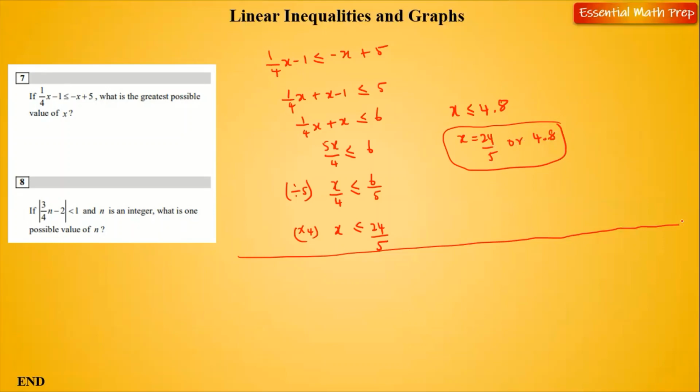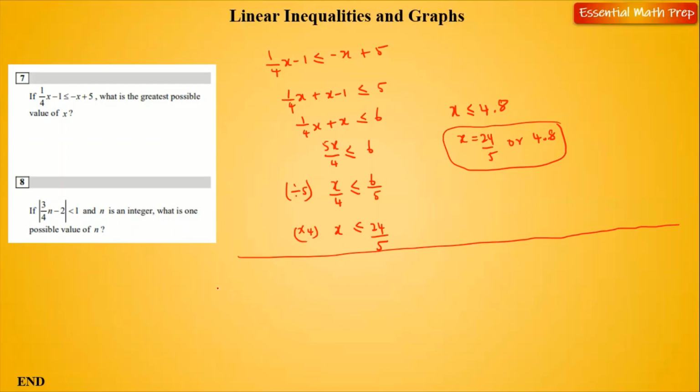Please also don't round it off to 4. Then that also defeats the purpose. X can be 4.8. It is 4.8. Okay, so that's the maximum value x can have. If it asks for a minimum value, then it's negative infinity. Okay, x can be negative infinity.